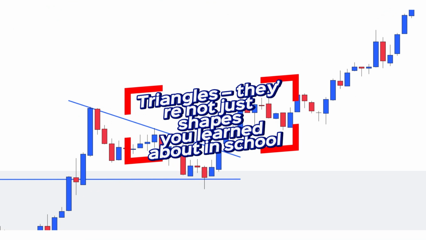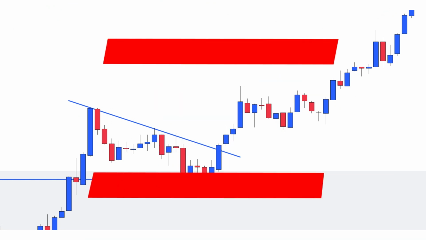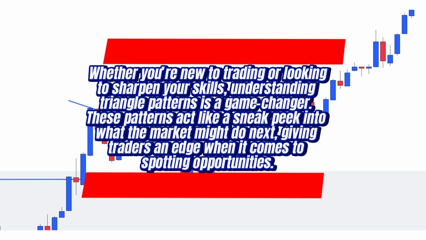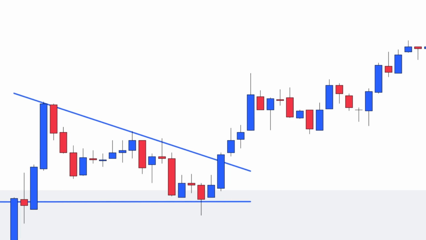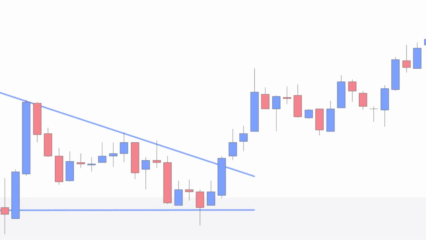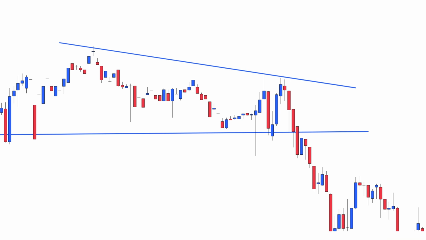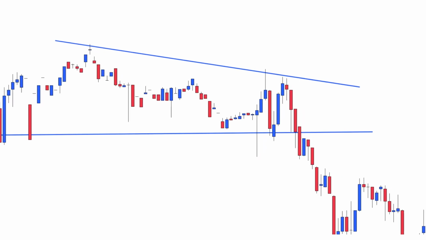Triangles. They're not just shapes you learned about in school. They're powerful tools that traders rely on to predict market moves. Whether you're new to trading or looking to sharpen your skills, understanding triangle patterns is a game changer. These patterns act like a sneak peek into what the market might do next, giving traders an edge when it comes to spotting opportunities. Whether it's an ascending triangle signaling a potential bullish breakout or a descending triangle hinting at a bearish drop, these patterns can help you anticipate market moves like a pro.